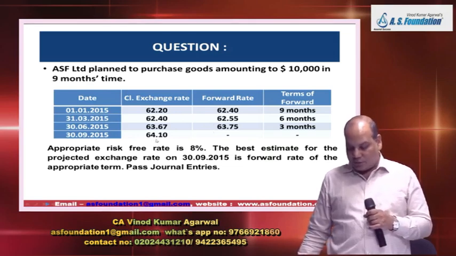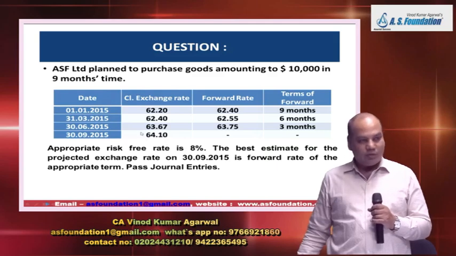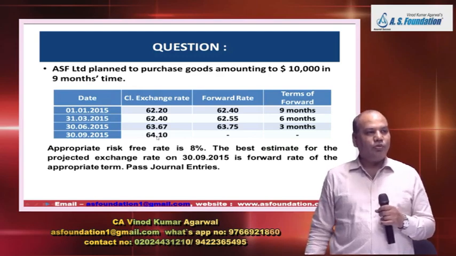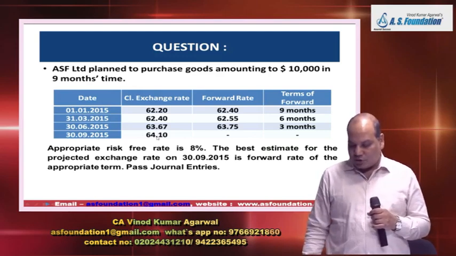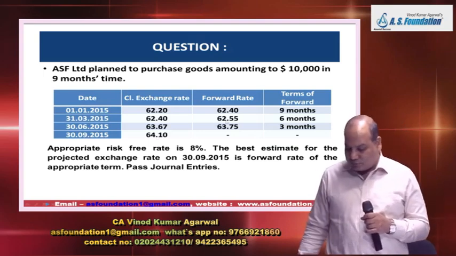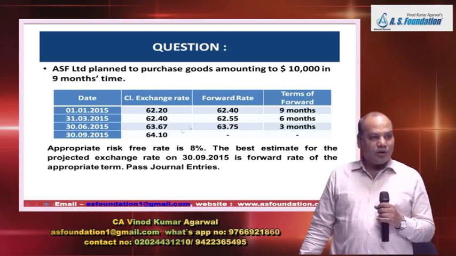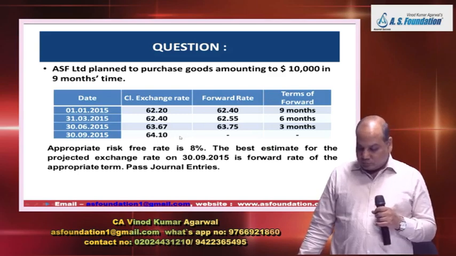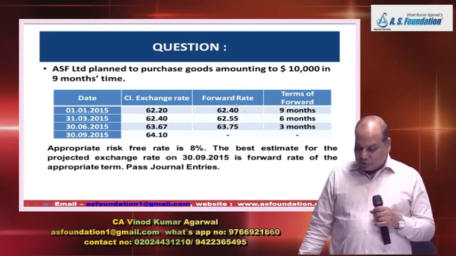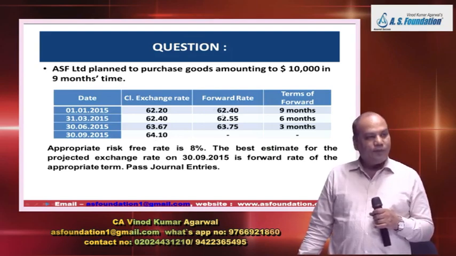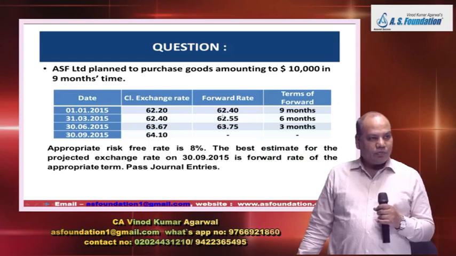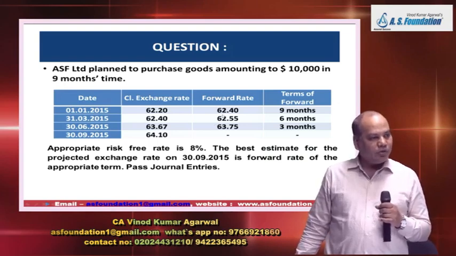And then finally on 30th September, this was the rate. So at this rate we will be able to purchase the dollar. But then I have entered into a forward contract at 62.40 and the rate closes at 64.10. So I will have a gain. So till this contract is recognized as purchase, this change in fair value of forward contract, lower of the two will be recognized in OCI.